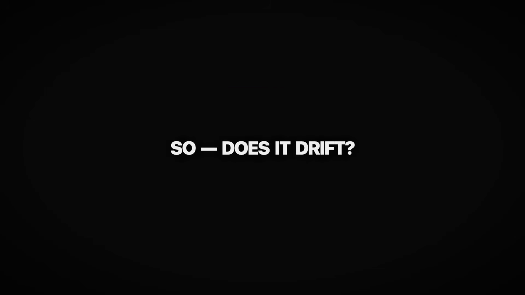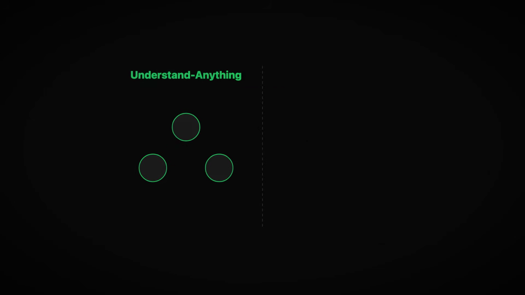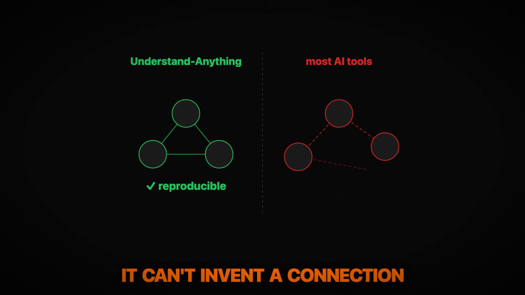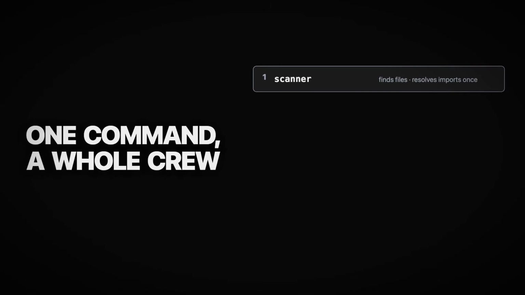So that's the answer to my skepticism. The structure is reproducible. It can't invent a connection that isn't in your code. Most tools that AI-draw your code base skip that deterministic half. That's why their diagrams drift. Then I opened the agents folder. One command hides a whole crew.